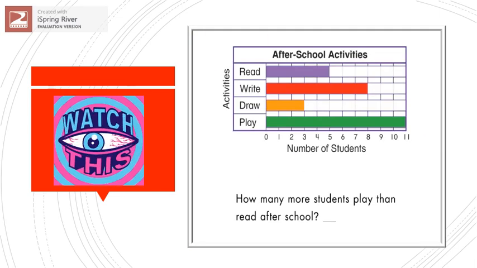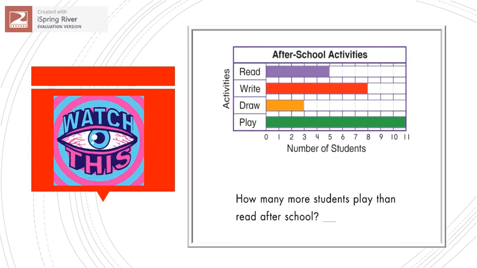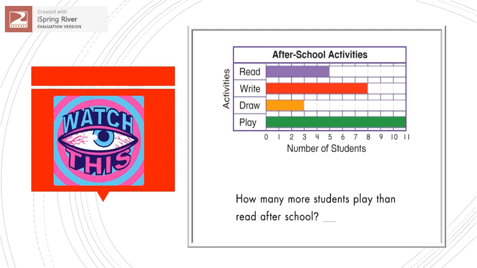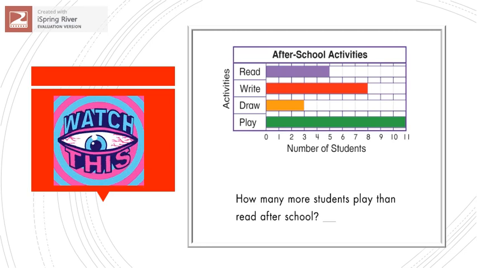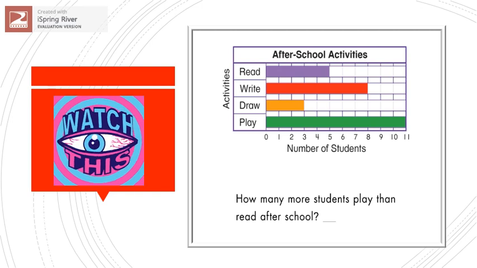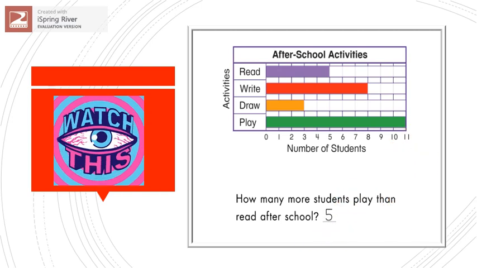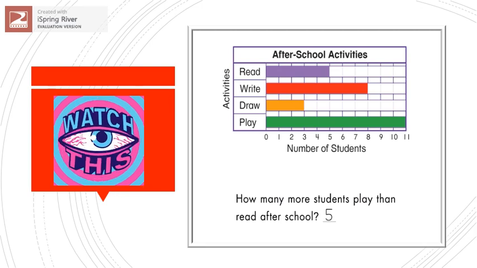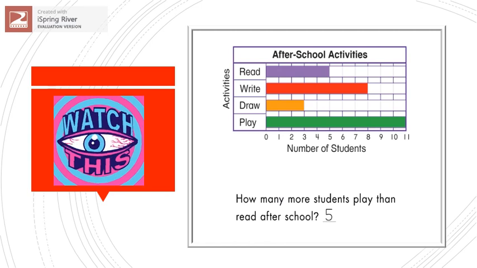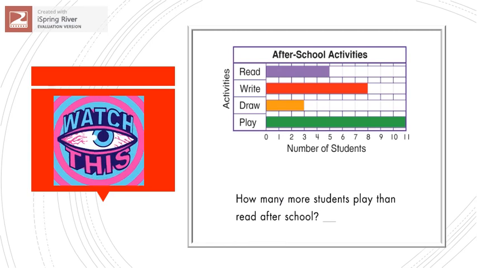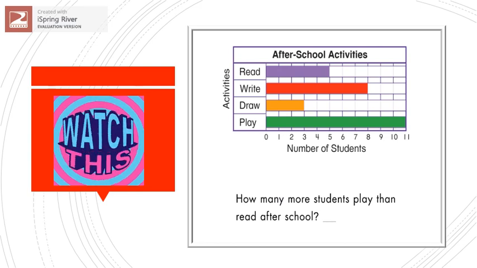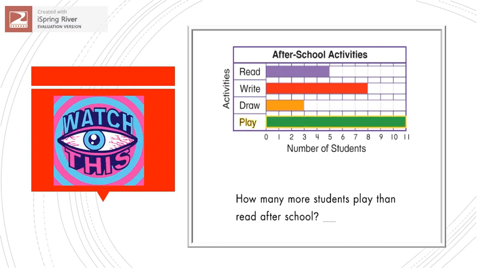This problem is key because students must interpret the lengths of bars in a bar graph to compare data. Listen and look for students who have difficulty making sense of this problem. Some students may write the number of students who read or the number of students who play. Other students may not understand how the bars in the bar graph relate to quantities. To help these students make sense of the problem, ask guiding questions such as, how many students play after school?